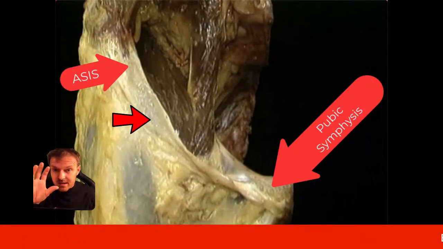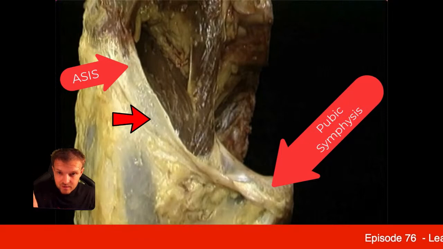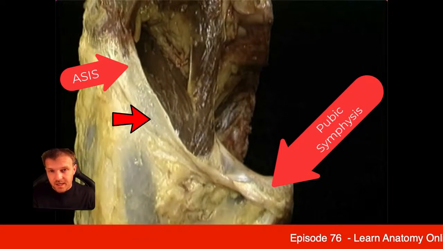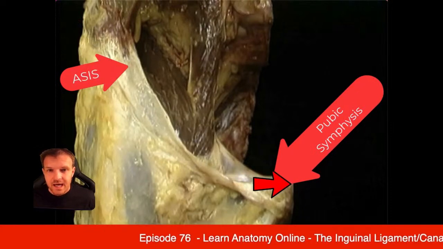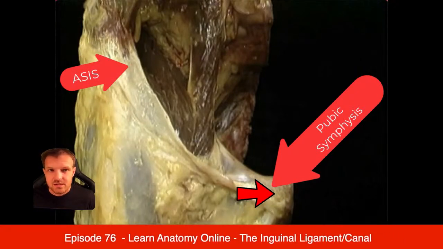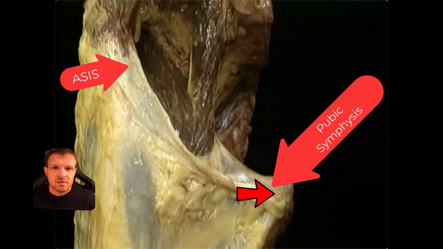So this is a right side anterior view of the pelvis. So your ASIS is somewhere under there, and your pubic symphysis is just here. So your pubic tubercle. Let me just move that out of the way.